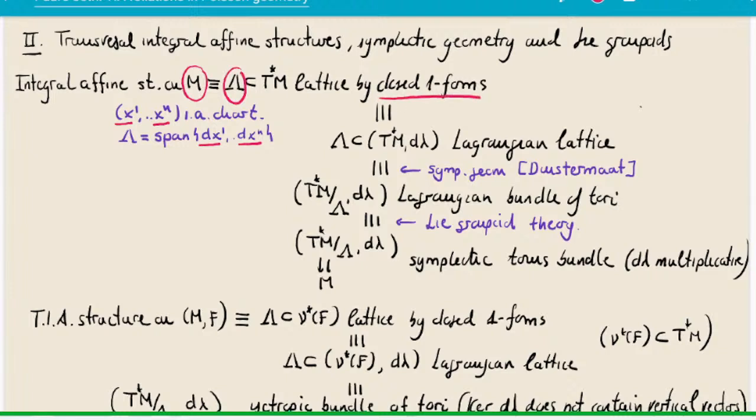And now, at this point, symplectic geometry kicks in because we know that closed one forms in a cotangent bundle with the standard symplectic structure are Lagrangian manifolds. So you can say that the integral affine structure is given by a Lagrangian lattice. You can move on and take the quotient of the cotangent bundle by the lattice with the induced symplectic form. And now you're in a symplectic manifold whose fibers are Lagrangian tori. So it's a Lagrangian bundle of tori.